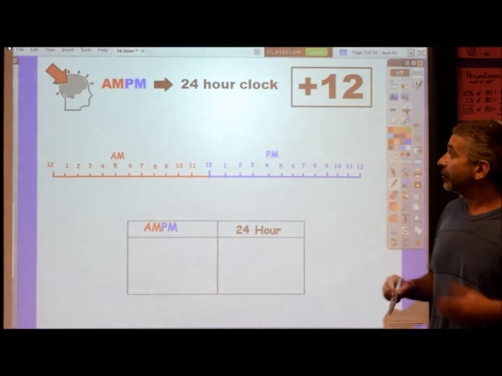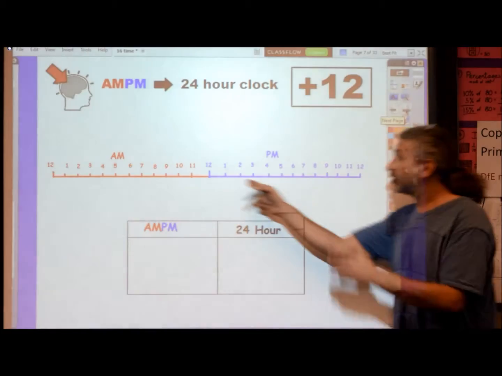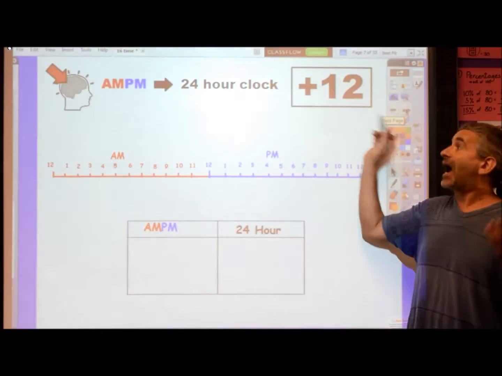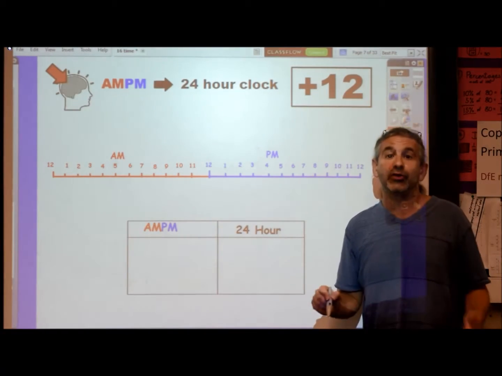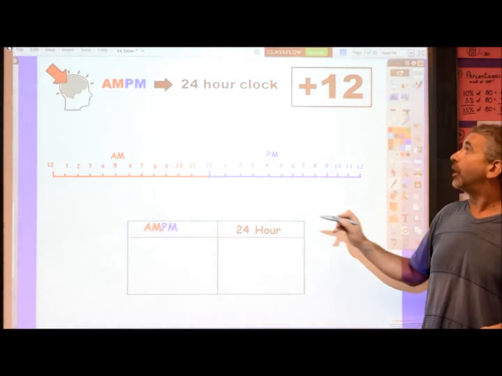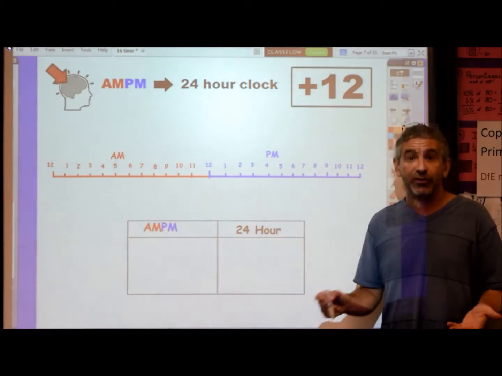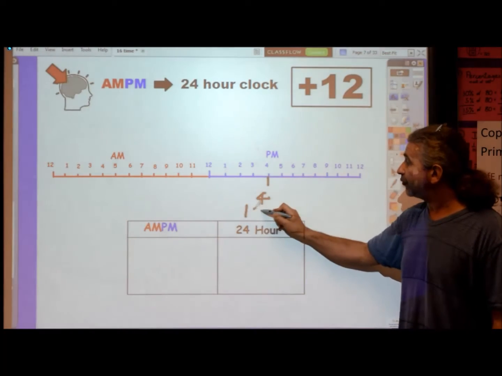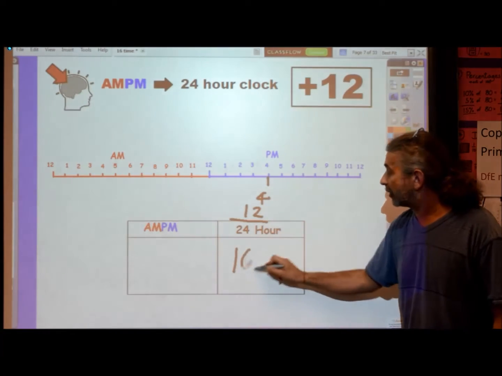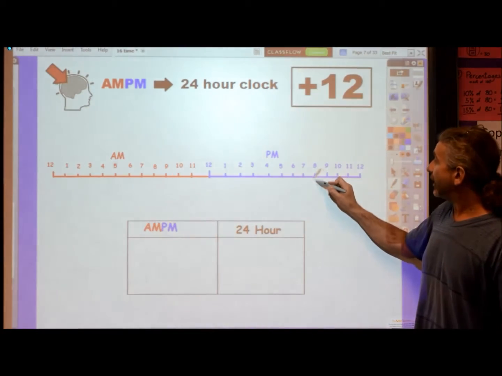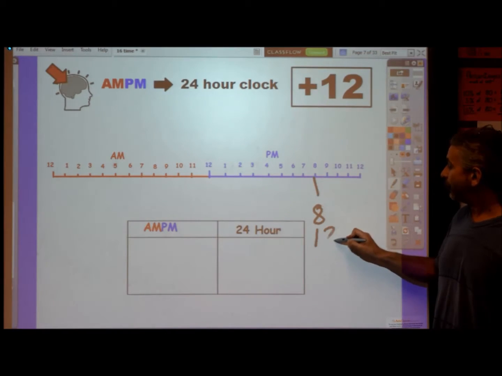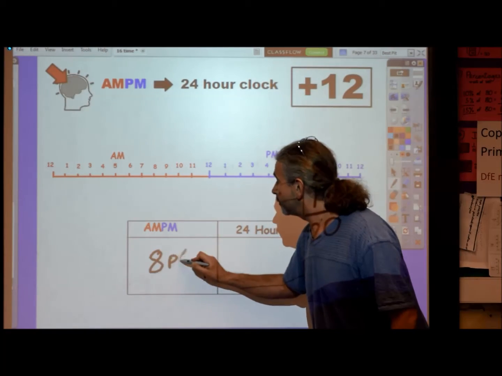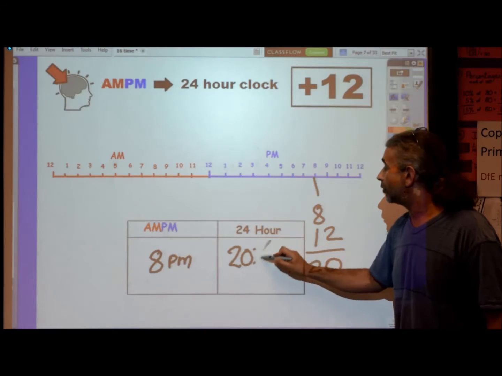Now, there is actually a very, very simple way to change these afternoon PM times into 24-hour clock times. You simply add 12. That needs to be locked into your memory. To change from afternoon PM times to 24-hour clock times, you need to add 12. So, if it's 4 PM, 4 add 12 equals 16. If it's 8, 8 add 12 equals 20. So 8 PM or 20 on the 24-hour clock.